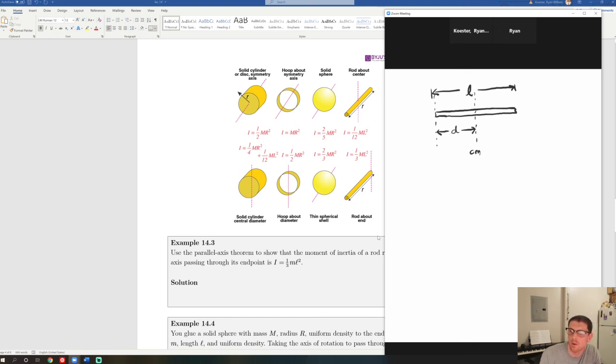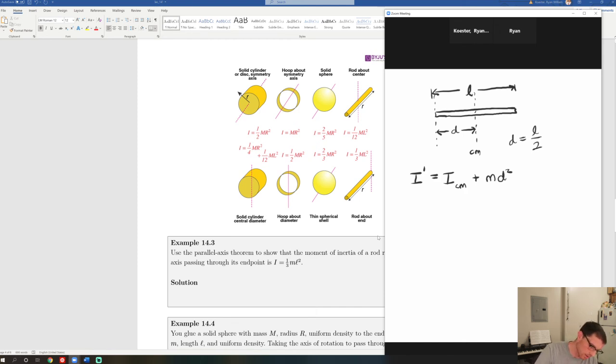By a distance D. And of course D is just L over 2, right? And so let's write out the parallel axis theorem in generality, and remember that it said I prime equals I cm plus m d squared. And so let's fill this in.